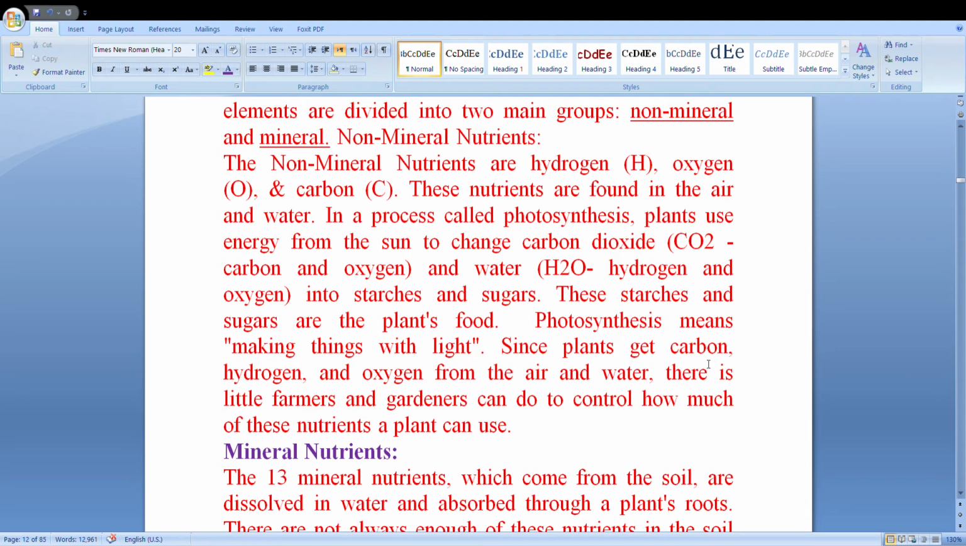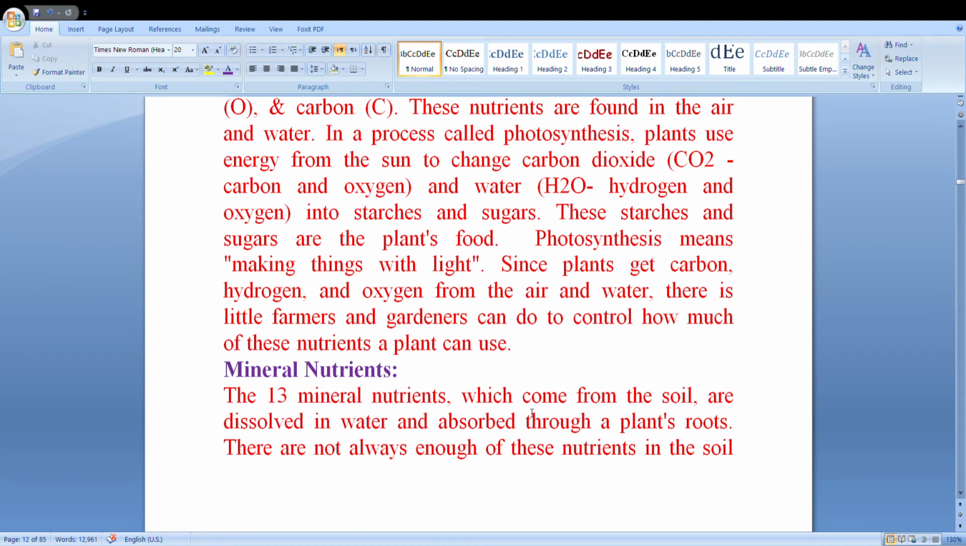Since plants get carbon, hydrogen, and oxygen from the air and water, there is little farmers and gardeners can do to control how much of these nutrients plants can use. The 13 mineral nutrients essential for plants come from the soil, dissolved in water, and absorbed through the plant's roots.